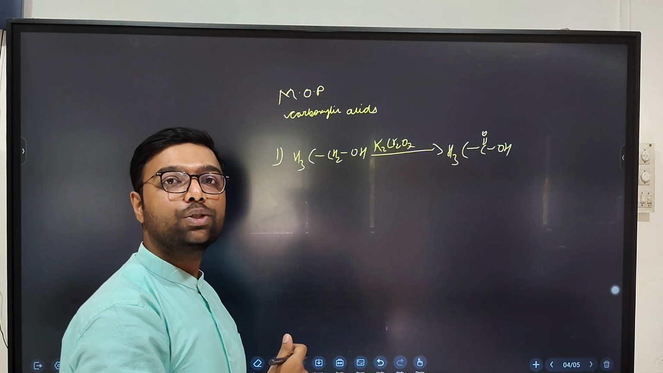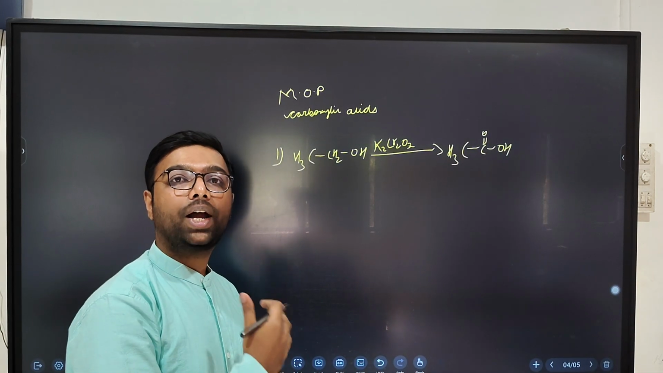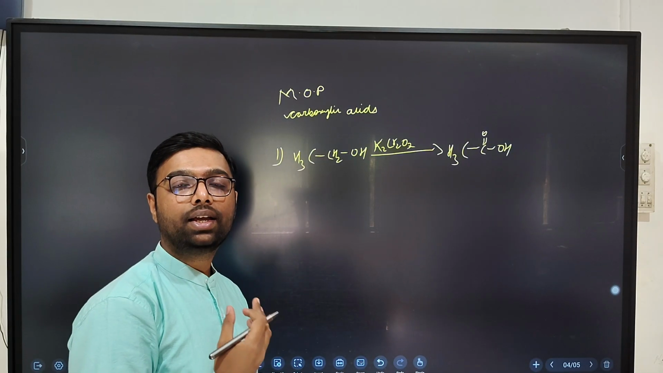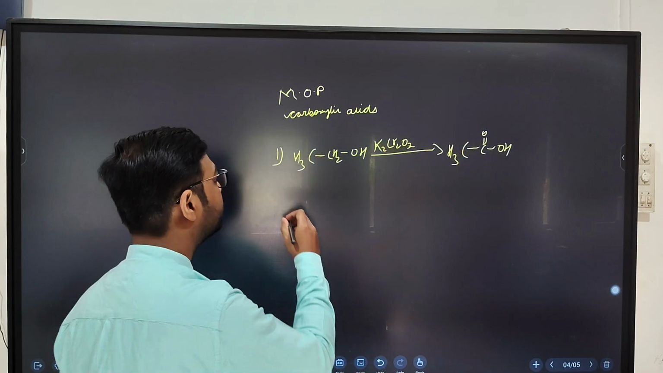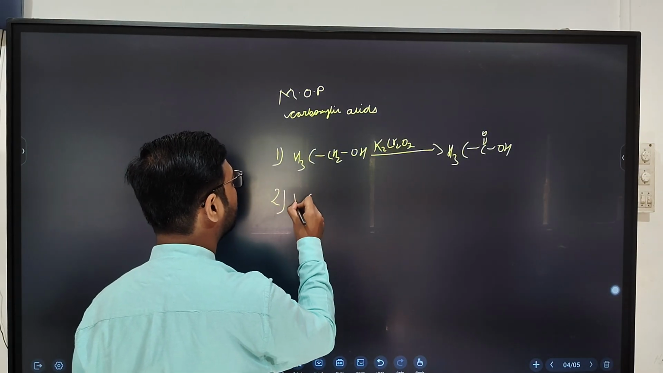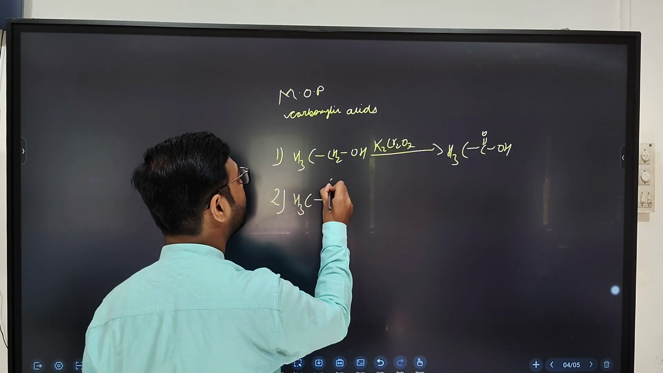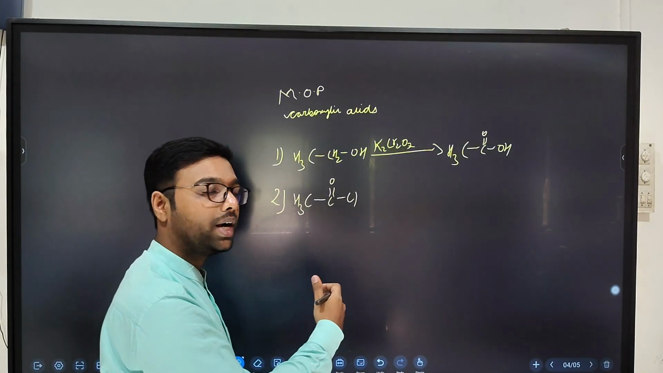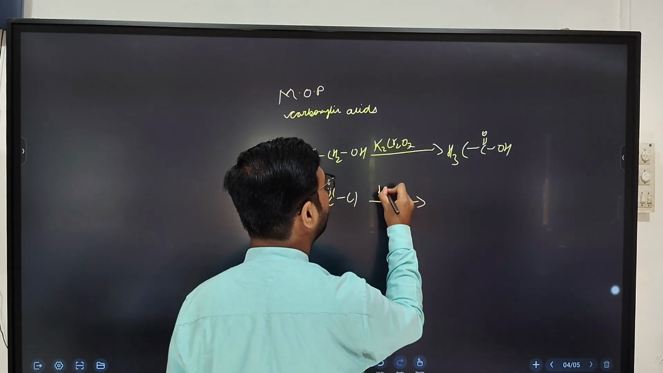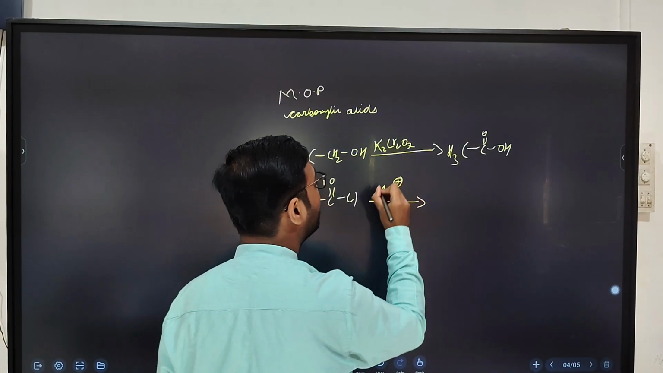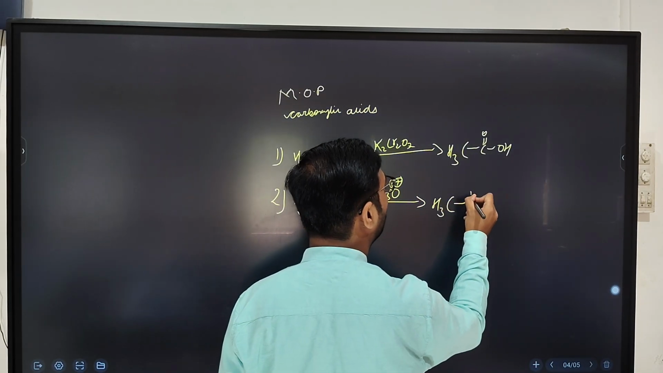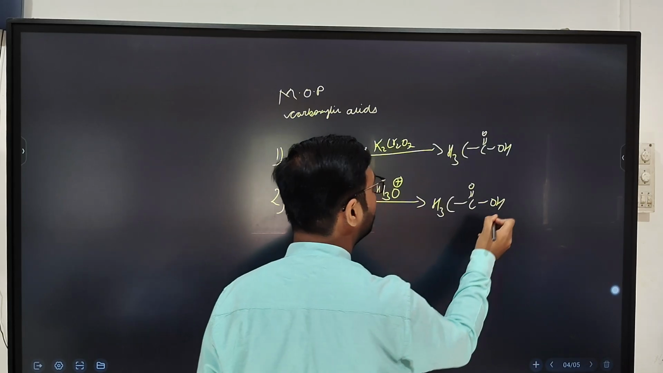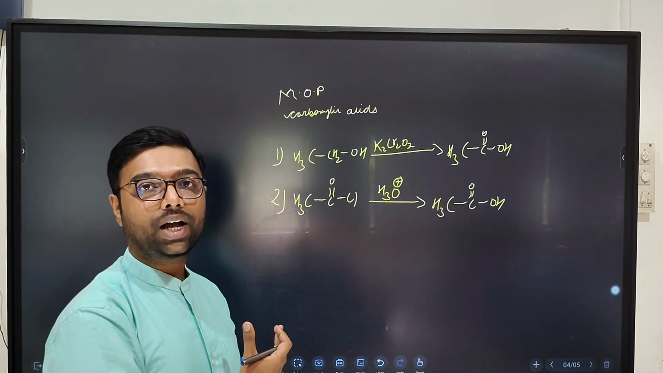Apart from this, we can also prepare carboxylic acid from hydrolysis of several molecules like anhydrides, nitriles, and acyl chlorides. CH3C double bond O Cl, this is an acid chloride, which upon acid hydrolysis like H3O+ will yield the corresponding carboxylic acid, CH3C double bond O OH. So these are the methods of preparation for the carboxylic acid.